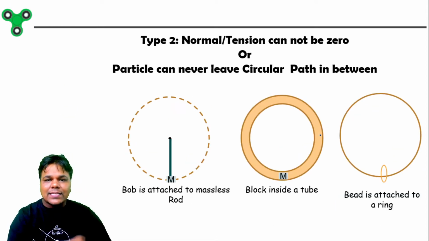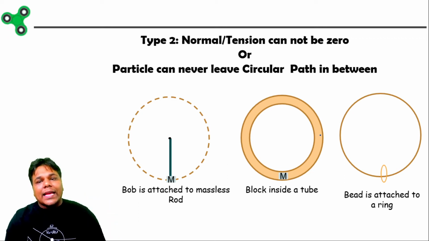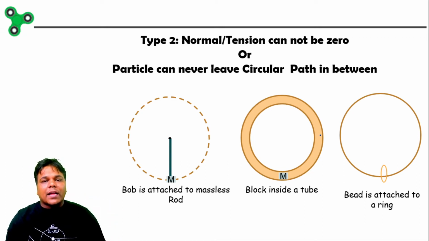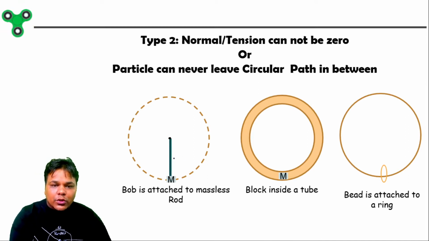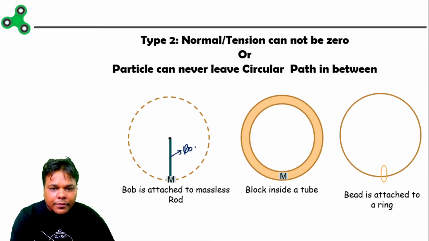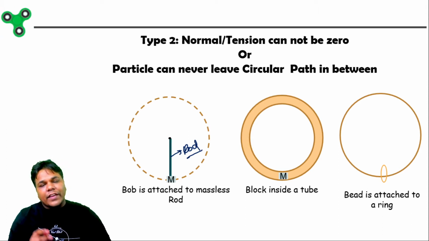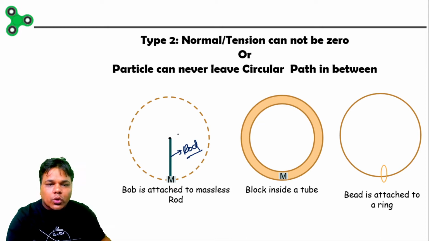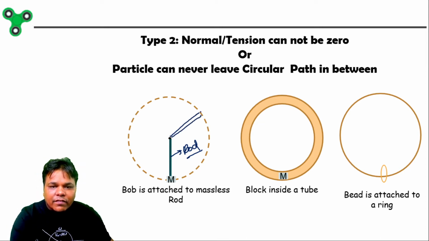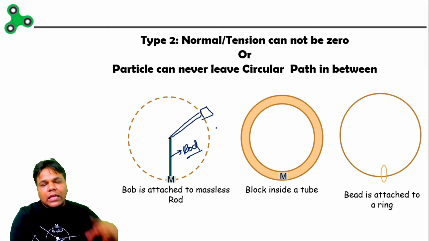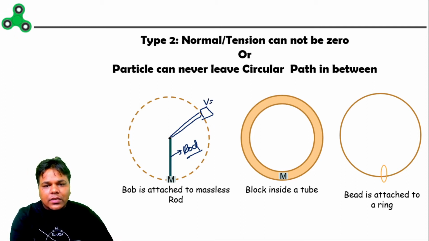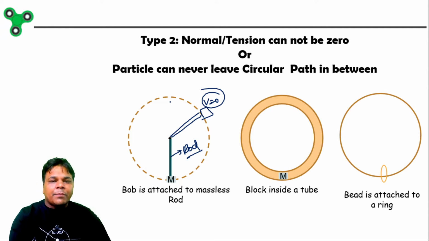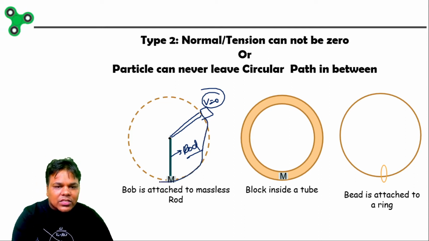What is the second case? The second case is that normal or tension cannot be zero, or the particle can never leave the circular path in between. How is that possible? So instead of a string, I took a rod. Okay, so if I take a rod, we know the tension in the rod cannot be zero. A rod can't break itself. So even at that point, suppose tension cannot be zero, only one case is possible: the velocity is zero. Okay, so the particle cannot leave the circular path in between. The particle can move like this only.